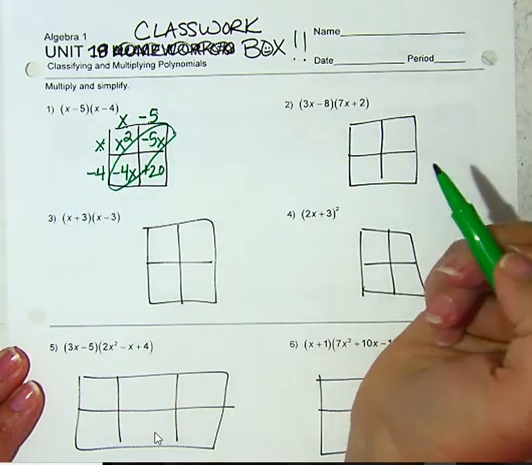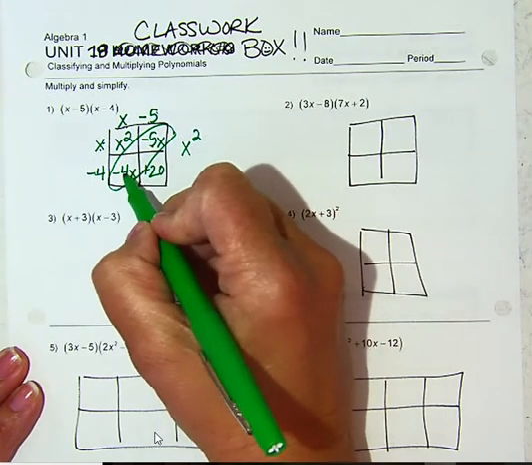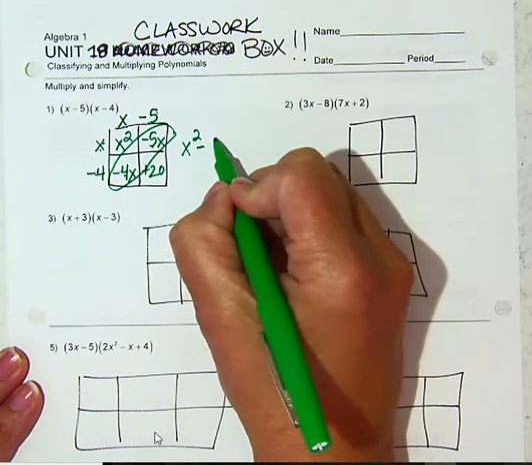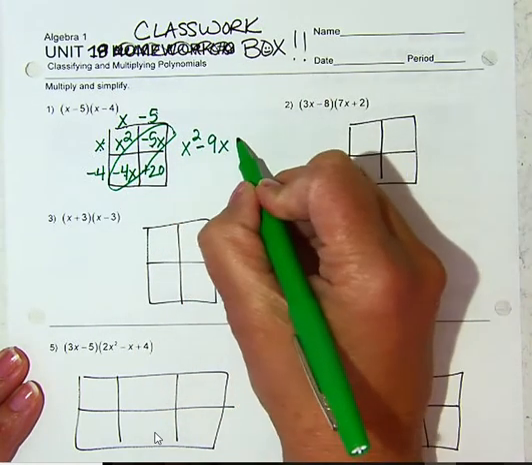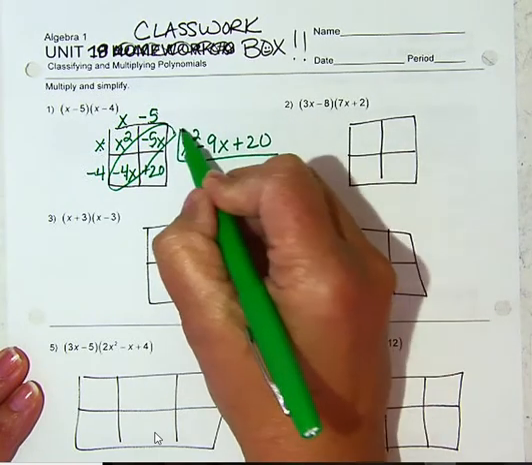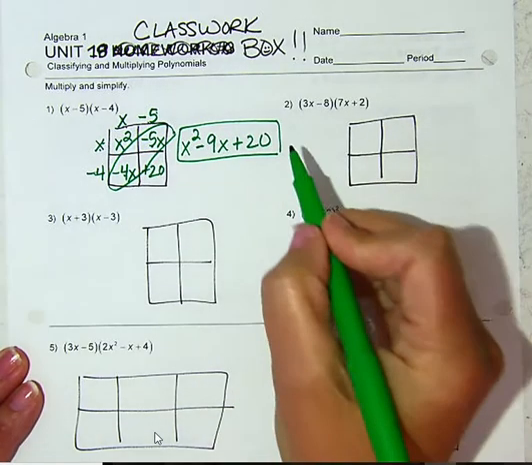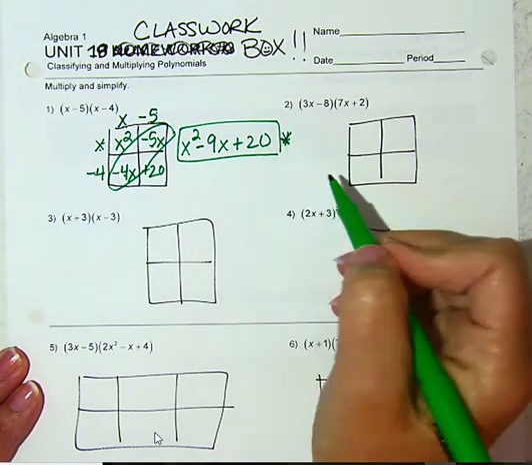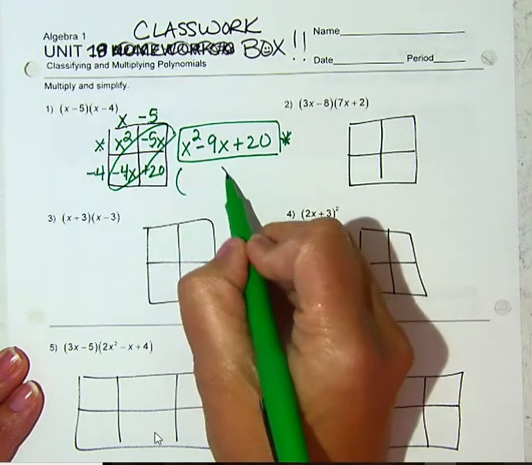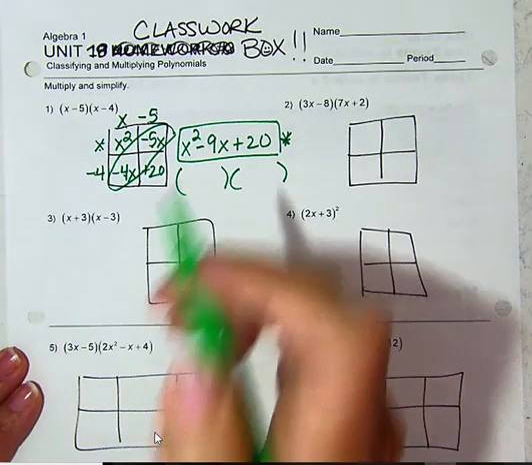These two are like terms, so I'm going to circle them and combine them. Negative 5 and negative 4 is a negative 9x plus 20. That is your trinomial. What we're going to go to next is we're going to go from this trinomial, and you're going to work backwards and find the two factors, or we're going to undistribute.